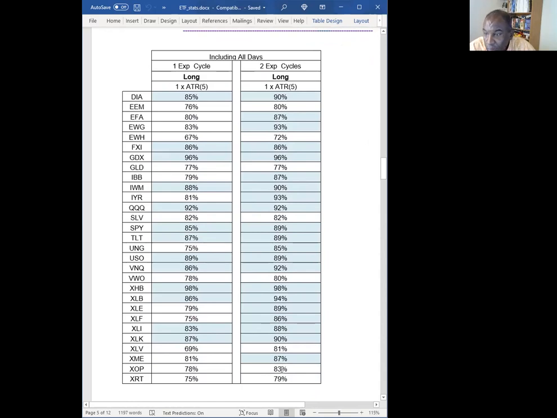That's how we know what to trade. Now, these are the situations where you make business decisions. If you're trading DIA, you know your best bet is to go 2 expiration cycles, 90% wins. But let's say you have a smaller account. You can't really afford to go out 2 expiration cycles because the options are too expensive.